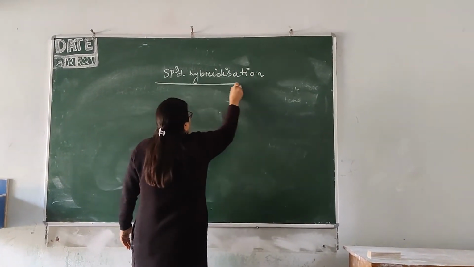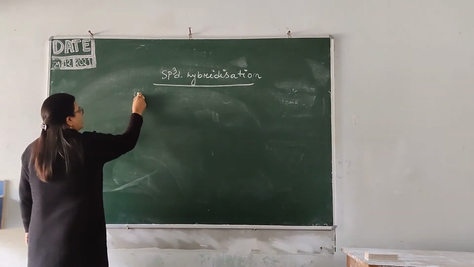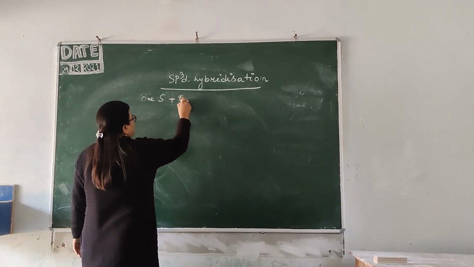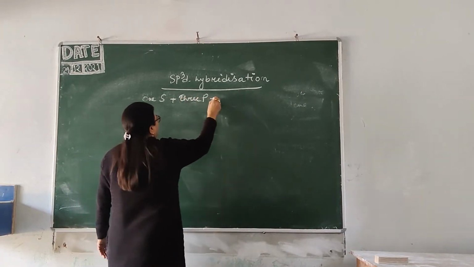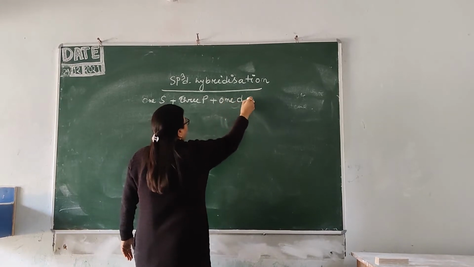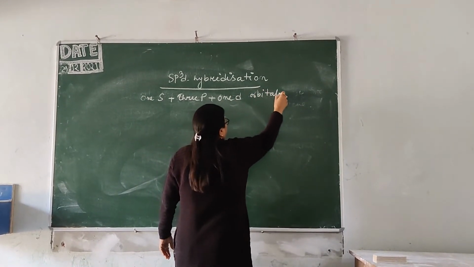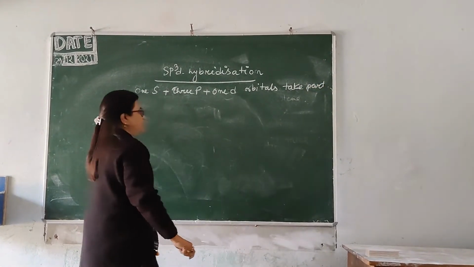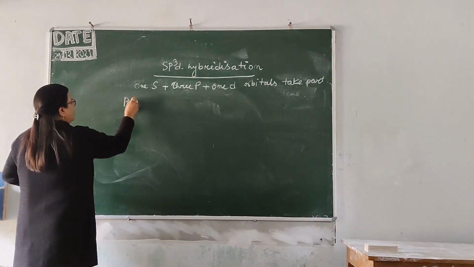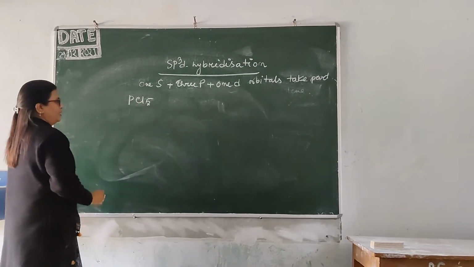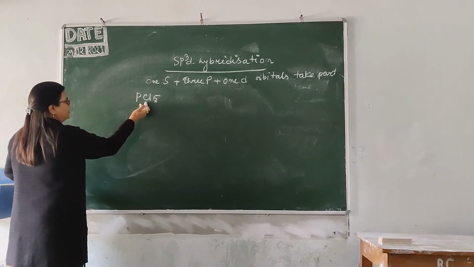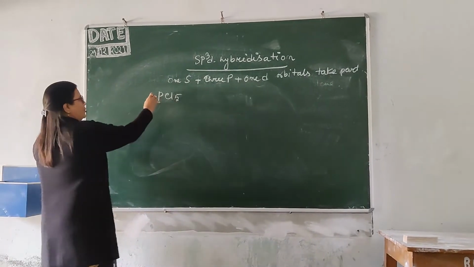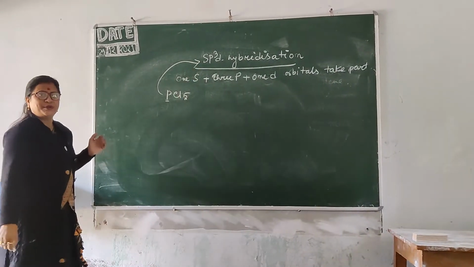In sp3d hybridization, here 1s, 3p, that is 3p plus 1d orbitals take part. Let us take the example of PCl5, phosphorus pentachloride. Phosphorus is the central atom where the sp3d hybridization takes place.